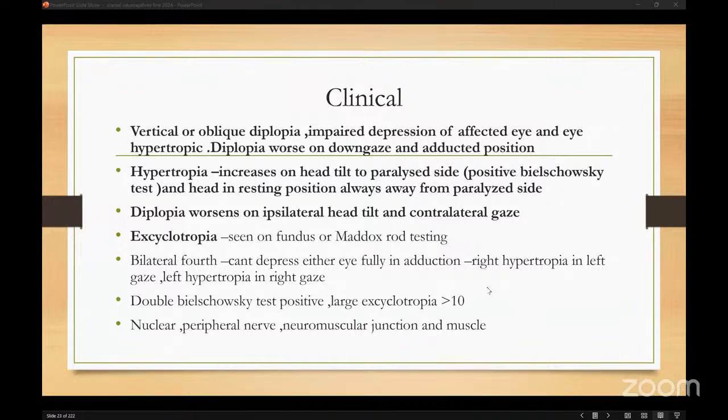And in fourth nerve palsy, the diplopia worsens when you are trying to look to the, suppose for example, right superior oblique is there, when you're trying to adduct that eye, diplopia worsens. Okay. Are these 3-4 points clear? Yeah. Okay.